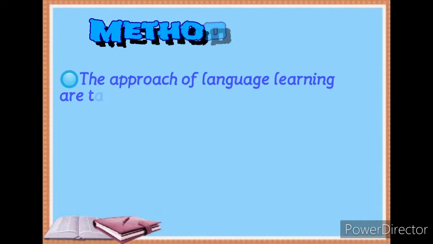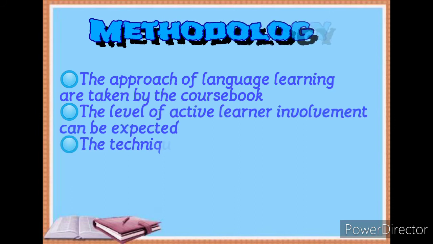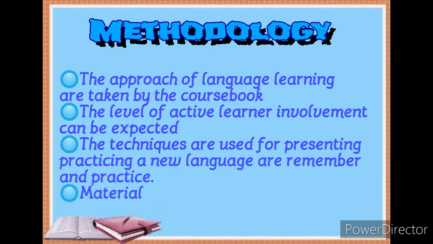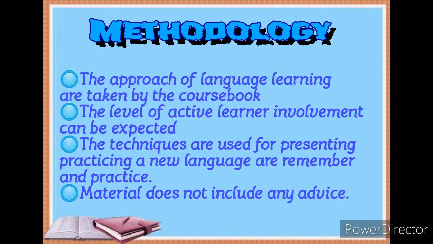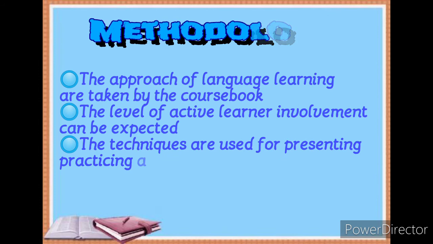Heading 6 is methodology. There are 4 points. The first is the approaches to language learning taken by the coursebook: the reading approach, communicative approach, and natural approach. Second, the level of active learner involvement that can be expected: small group discussion, class games, role play, peer share, and class discussion. And third, the techniques used for presenting and practicing new language are remember and practice. And the last, the material does not include any advice.